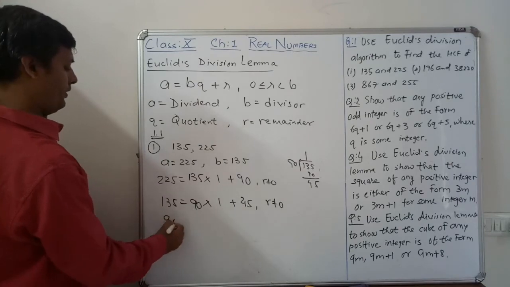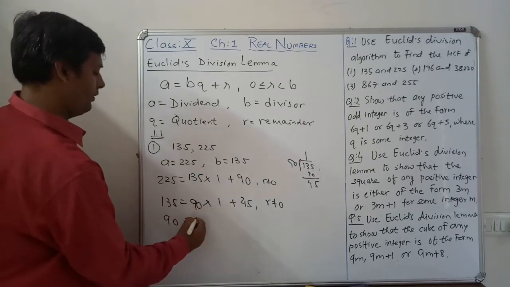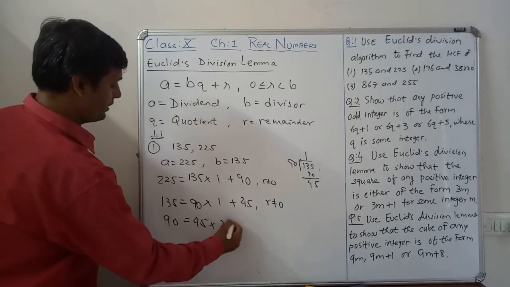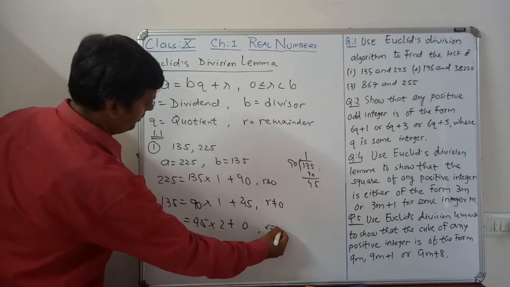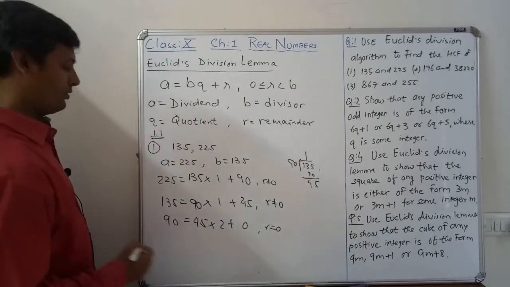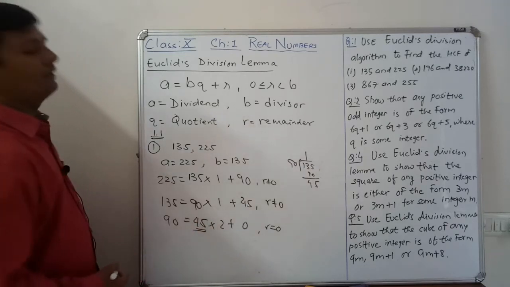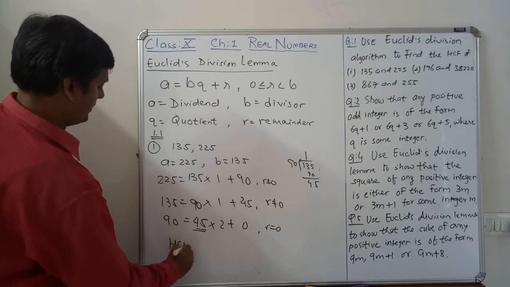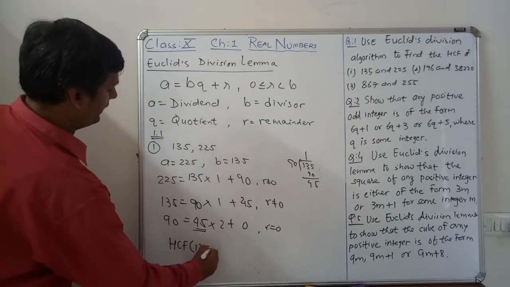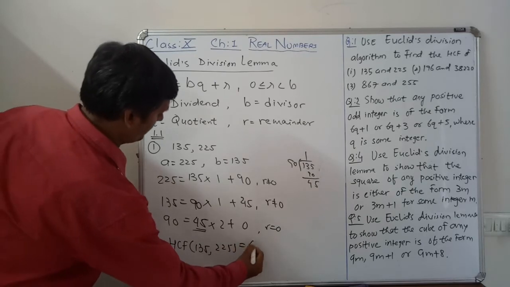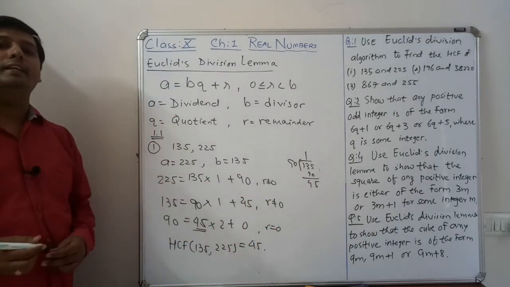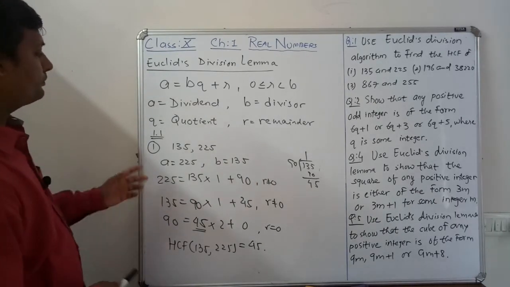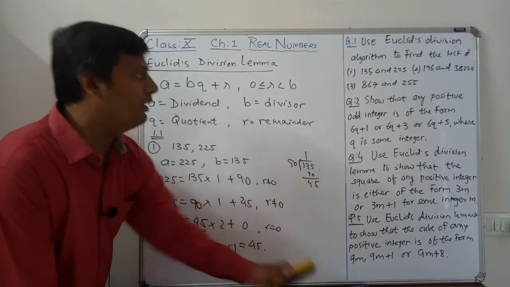Again, therefore 90 becomes the dividend and 45 becomes the divisor. So 45 twos are 90 and the remainder is 0. The procedure is stopped because R is equal to 0. So now underline this, this is your HCF. The HCF of the two numbers 135 and 225 is equal to 45. Understand? Here it is, 45, right? Now, question number 2.